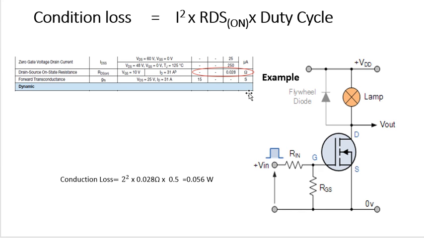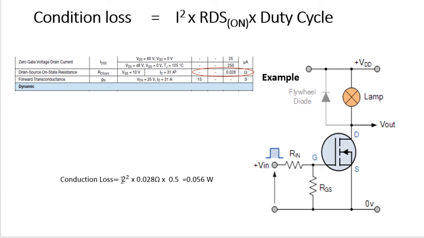So now we are going to calculate the conduction losses. To calculate the conduction loss, we need to know the current which is flowing through this path. We can know this current by using a multimeter or by using Ohm's law. Once we have the current, we have to square it and multiply by RDS on, which is 0.028 ohms, into the duty cycle. If duty cycle is 50%, we can put 0.5 over here. If it is 40%, then we put 0.4. If it is continuous DC, then we put 1.